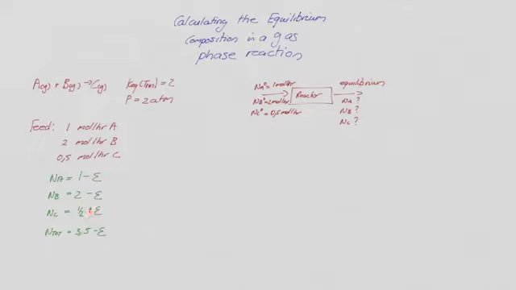I've specially set up the reaction so that moles aren't conserved. We have 2 moles going to 1 mole, and therefore the total number of moles is going to change with reaction, and if we add those all up, we find it's 3.5 minus extent.